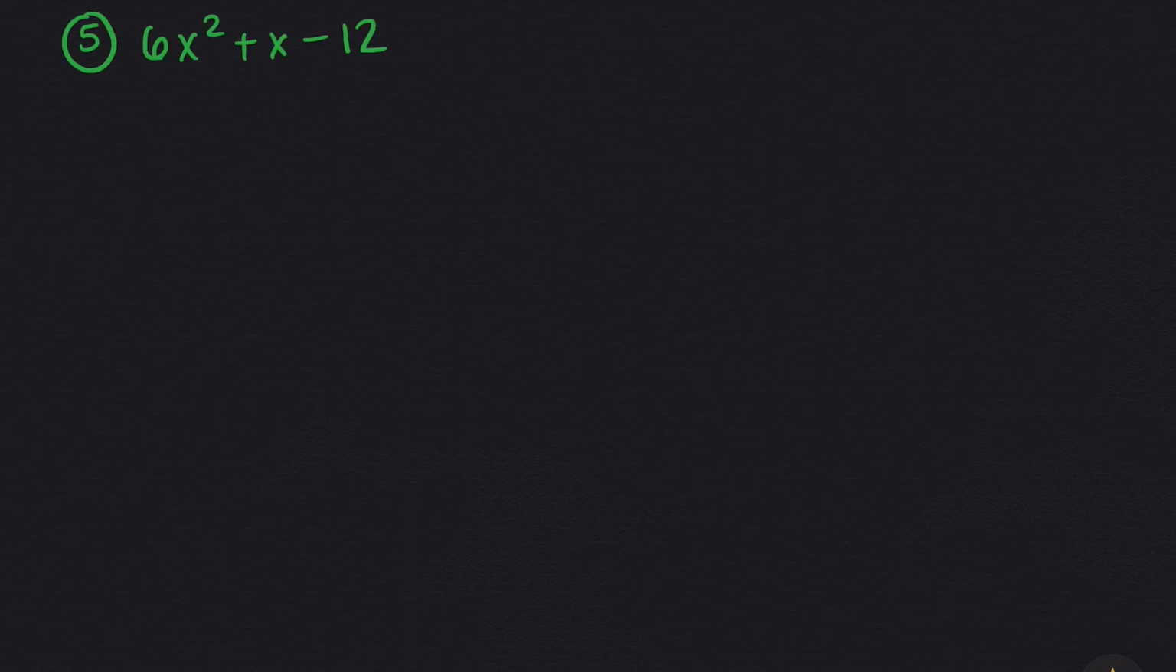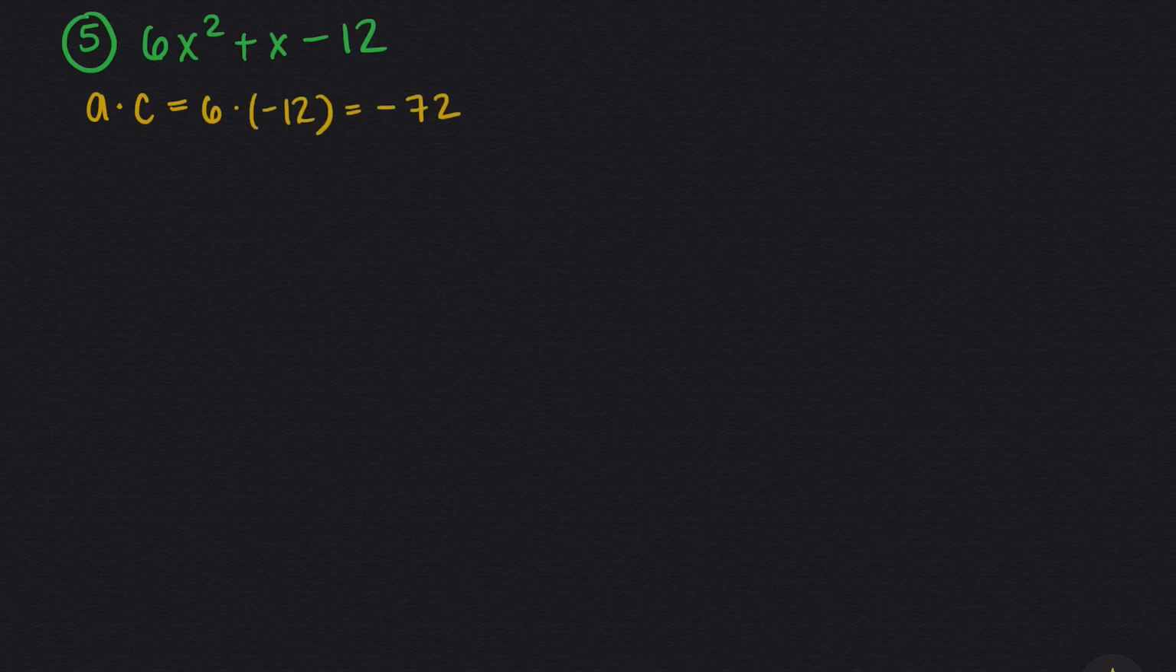Here we have number 5, 6x squared plus x minus 12. First, we want to see if we can pull out a greatest common factor from 6, 1, notice there's an invisible 1 here, and negative 12. These three numbers don't have any factors in common besides 1, so we can get right into our AC method. Remember, the first step is to multiply a times c. In this case, that would be 6 times negative 12, which gives us negative 72.